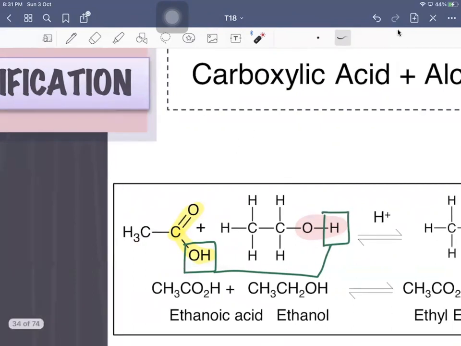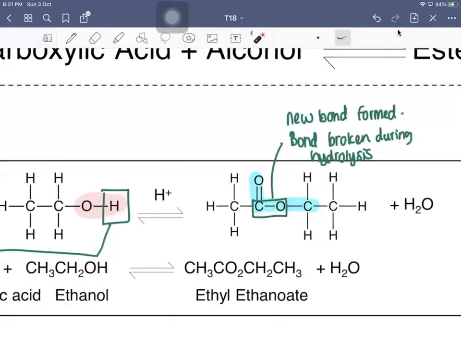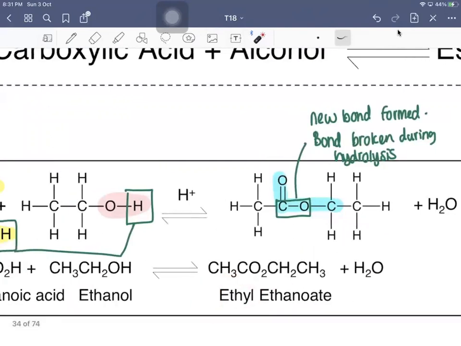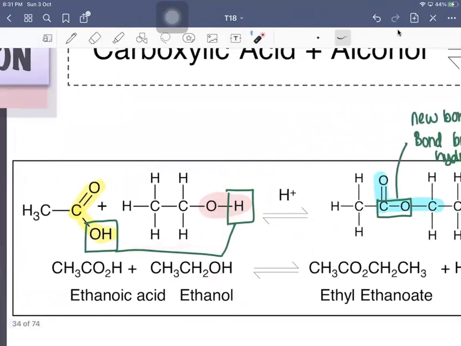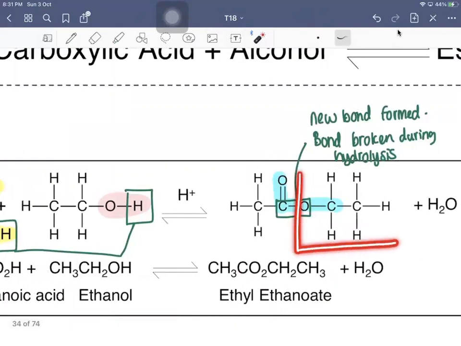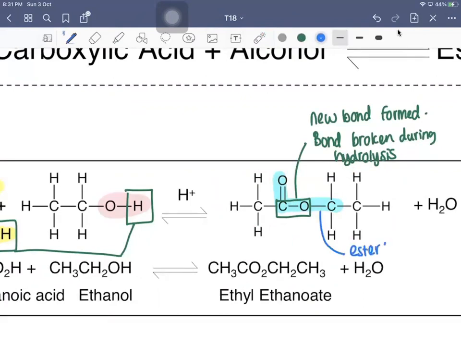Okay, when it comes to naming, we always name the alcohol part first. Now, how do you know which is the alcohol part? The alcohol part is usually the one with the single bond O, like here. That's the part that came from the alcohol. Anything that is directly attached to the C double bond O comes from the carboxylic acid. So I will just label the blue one as the ester bond.